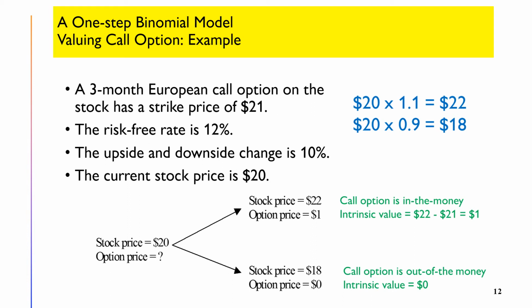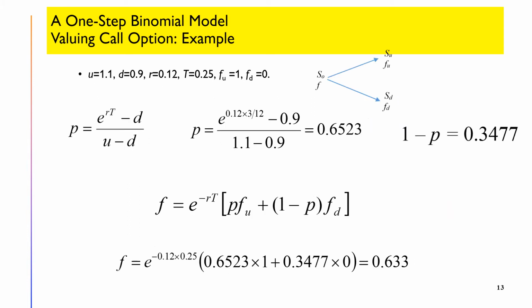Our objective is to calculate what is the value of the call option today at time 0. The calculation of the value of the call option is summarized in this slide. First, you can make use of the risk-neutral probability formula to calculate P. P is equal to 0.6523. Therefore, 1 minus P is equal to 0.3477. Next, you can make use of the option formula to calculate F, which is the value of the call option.